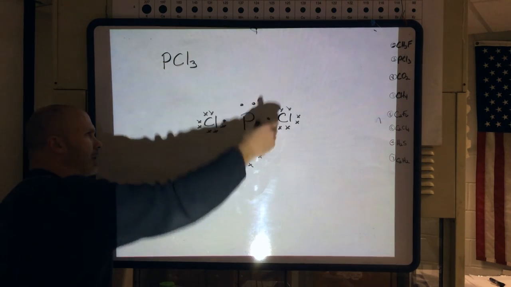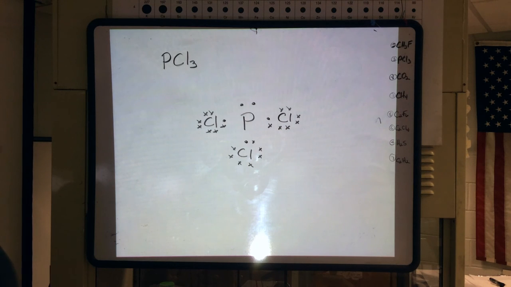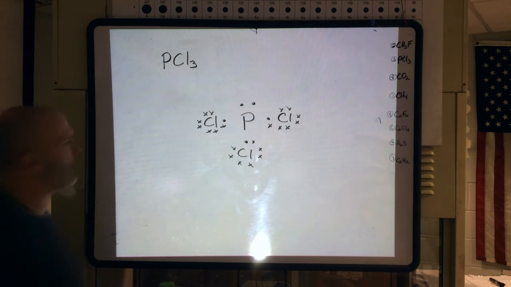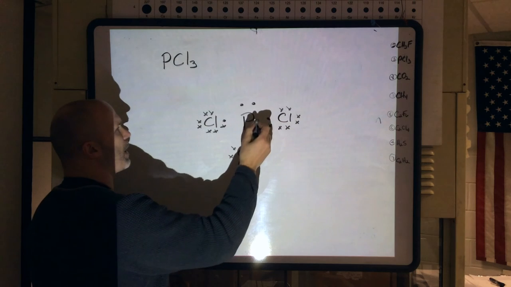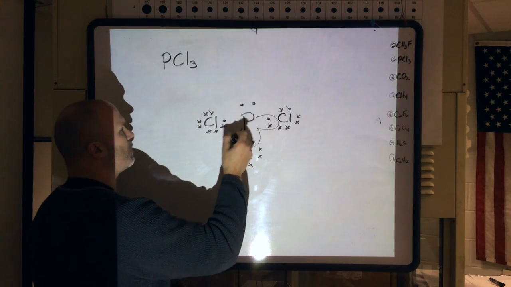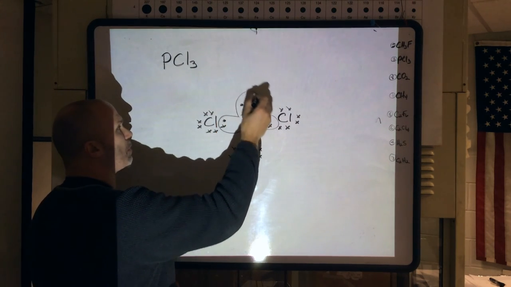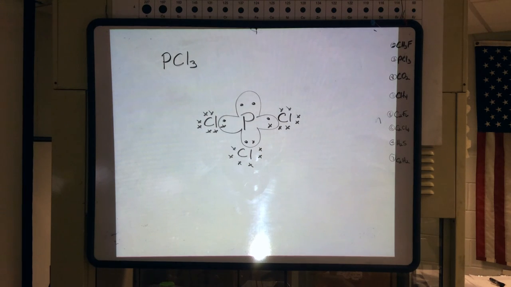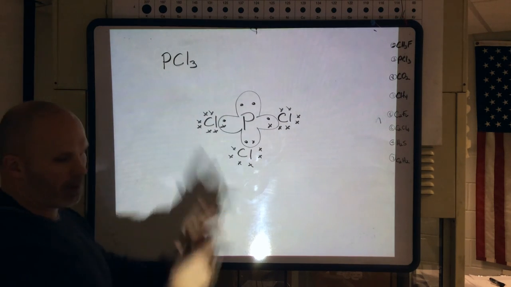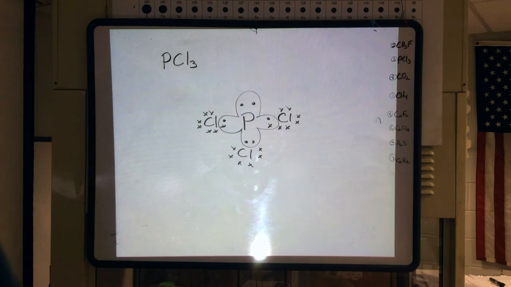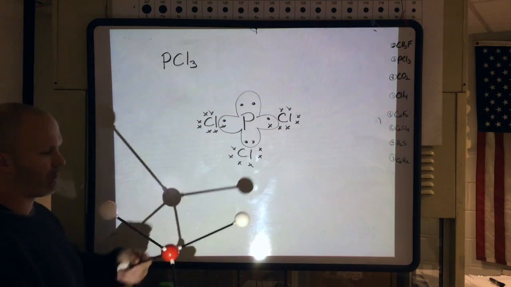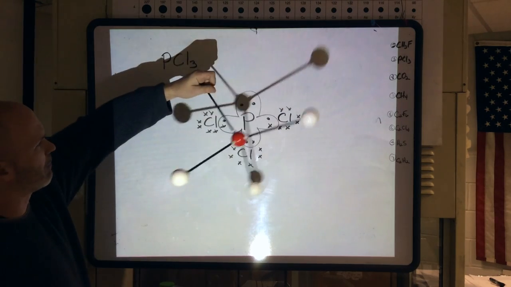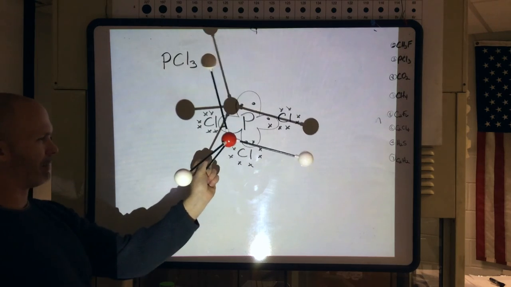Notice phosphorus has its octet, and each chlorine has its octet. First step, tell me how many pairs of electrons. Well, we have 1, 2, 3 bonding, but now we have a lone pair. We add that. Pairs of electrons are going to repel themselves into what shape? Into a tetrahedral shape. So if my finger was that round atom that dropped, we'd have this tetrahedral shape.